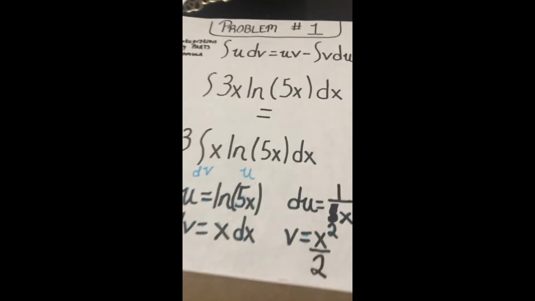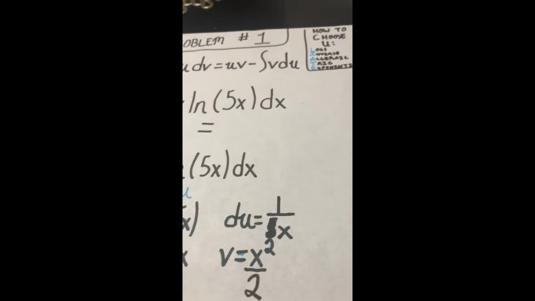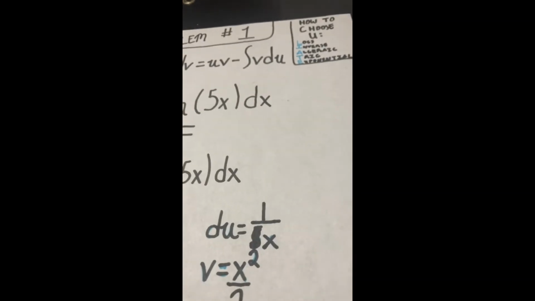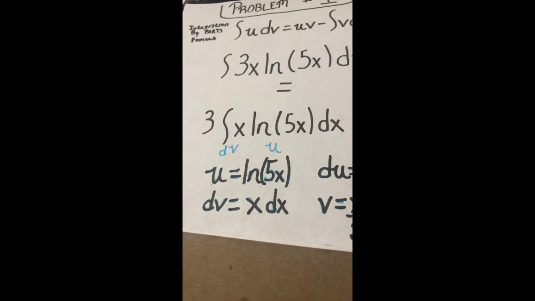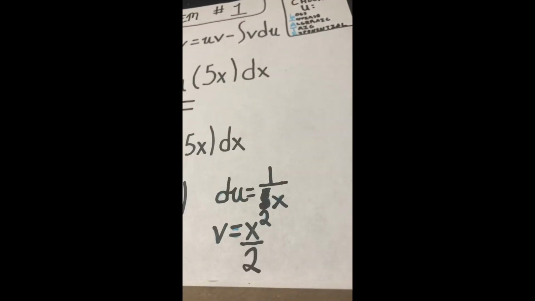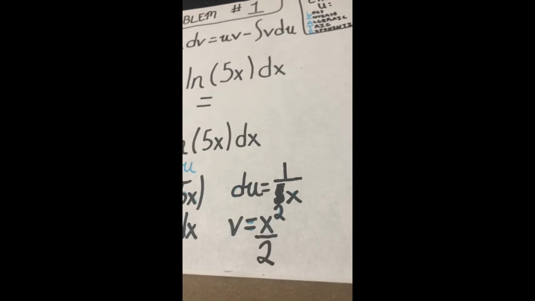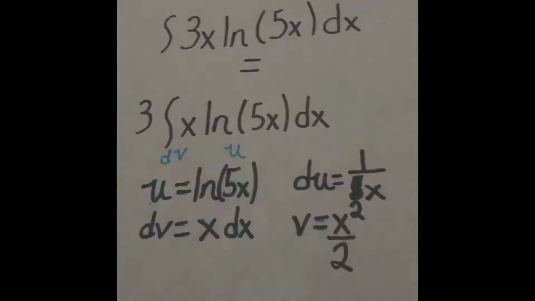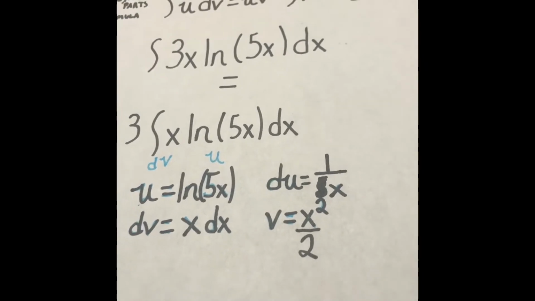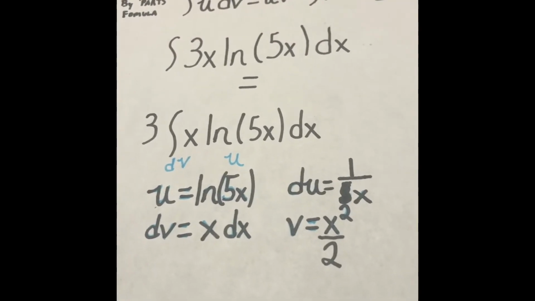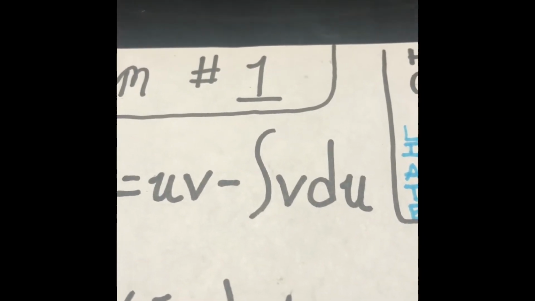So now we have u is equal to the ln of 5x. Our du, which is the derivative of the ln of 5x, we just get 1 over x. And then our dv is going to be equal to x dx. And in order to get v, you would have to just take the antiderivative, which would be x squared over 2. So at this point, we've pretty much gotten through the tougher part of this equation. We have identified u, du, dv, and v, which is all we need to solve our integration by parts formula.